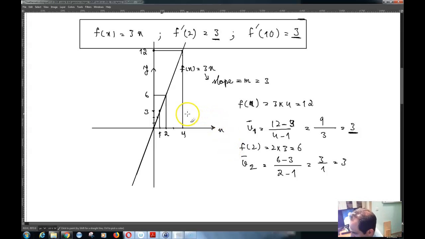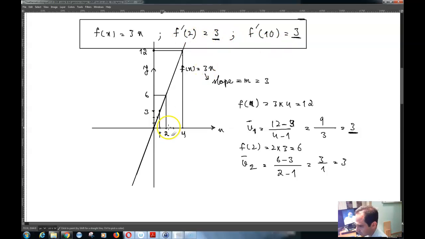So that means that in the case of a stone where the position of that stone versus time is represented by a straight line, then the instantaneous velocity of that stone at any point is equal to the average velocity of that stone between any 2 points. That's basically what it means. And so that's basically why we got the derivative of the function at this point was 3, the derivative of the function at this point was 3, and so on.